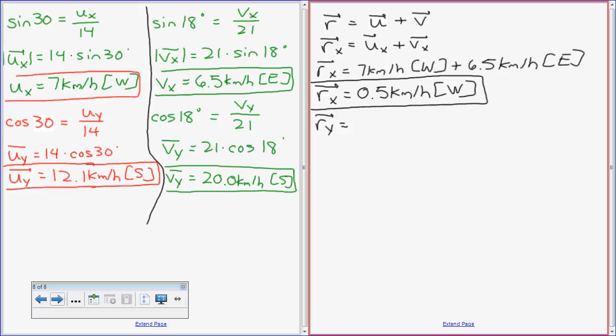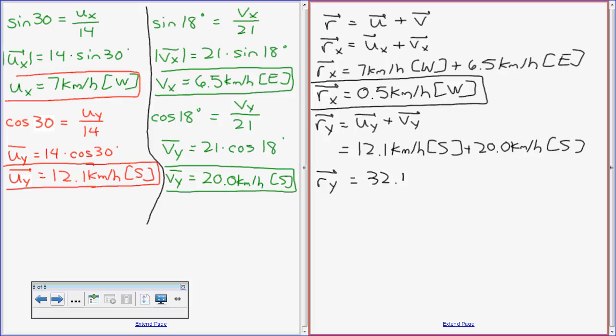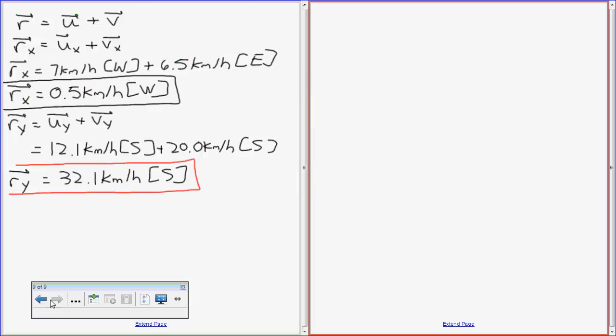Ry equals the same thing. We're going to say Uy plus Vy, which equals 12.1 kilometers per hour south plus 20.0 kilometers per hour south. Okay, so we're okay on the logic here.